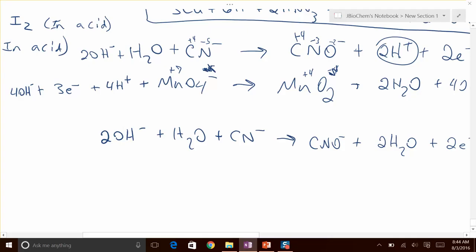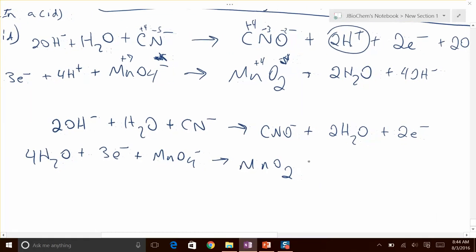Yes, that's what we're going to have to do. And then on the bottom, we're going to have to combine these four OHs with those four H pluses, form four waters. So four H2O plus three electrons plus MnO4 minus produces MnO2 plus 2H2O plus 4OH minus.